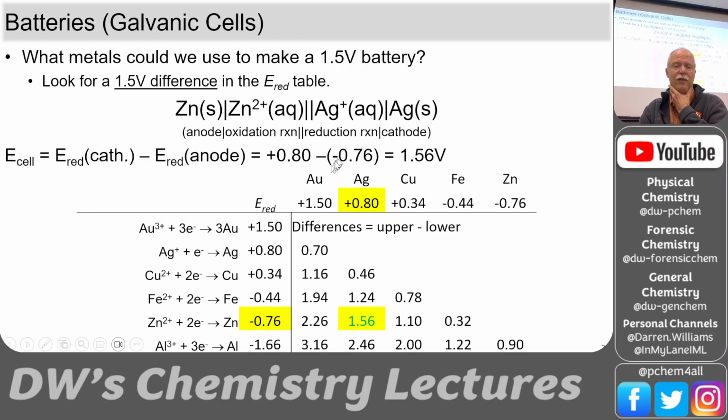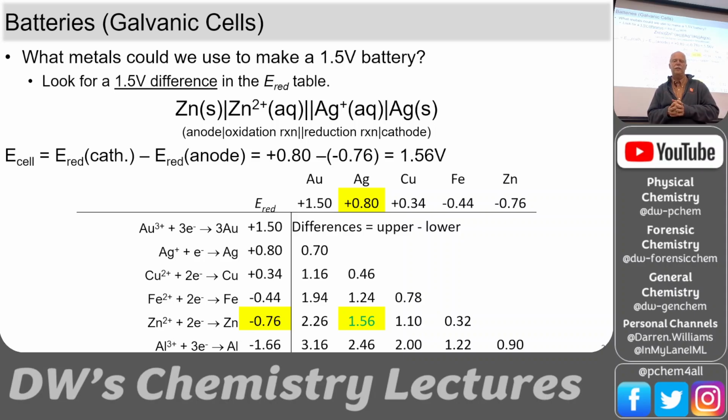This is how we figure out what voltages we want. So again, you've got the reduction and the oxidation. You're going to flip the oxidation. And so here's all of the different options for these 5 elements: gold, silver, copper, iron, zinc. Okay. And if you just take the upper minus the lower, plus 0.8 minus this negative 0.76, you get a 1.56 volt battery. So a silver-zinc battery would be 1.56. So you can do this with all the different elements, and that's how you would select which elements you want to use to make your batteries.